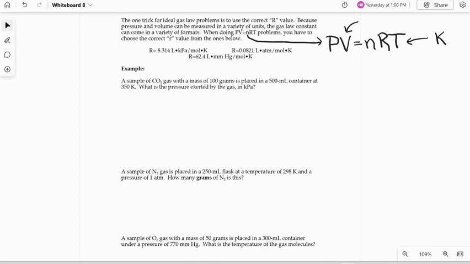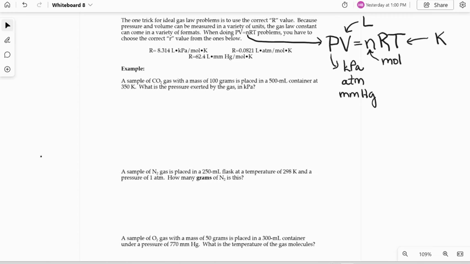V, in this case, we can't use milliliters, it's going to have to be in liters. And number of moles, or n, is going to be in moles. So the only thing that we have to be wary of is the pressure units. Pressure can be a couple different things. There's a couple different versions of the R value, whether you're using kilopascals, atmospheres, or millimeters of mercury. I always just convert to atmospheres.